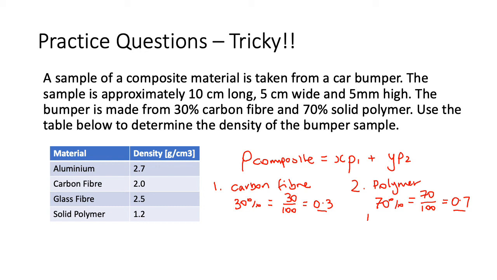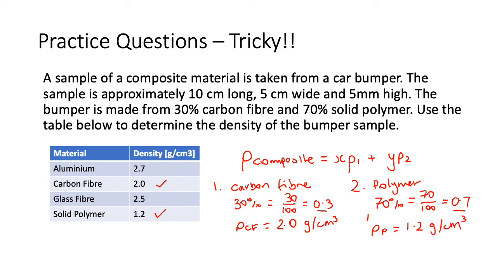Okay, we also need to look at the table to have a look at the density of each material. So the density of carbon fibre from the table is 2.0, and that is in grams per cubic centimetre. The density of the polymer, reading from the table, is 1.2, and that is also in grams per cubic centimetre.